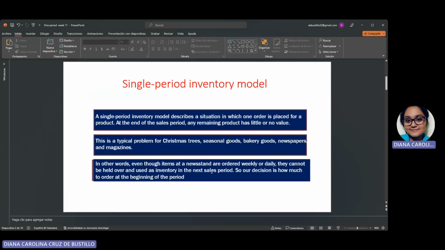So pretty much our decision would be to know how much you need to order, in order not to have a lot of excess inventory that at the end you will not be able to sell at full price.